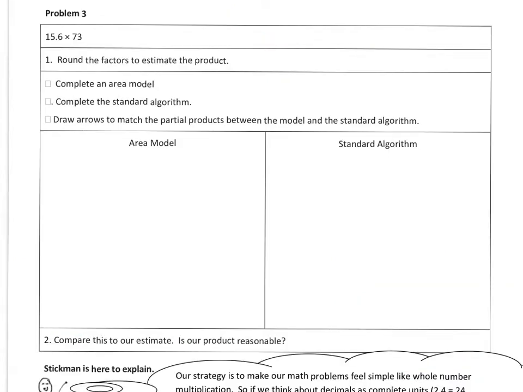So just like we did on the other problem, we're going to round and estimate first. So let's see, I'm going to make that 15 and 6/10 into a 20. And I'll make 73 into a 70. So 20 times 70, we know it's really 2 times 7 with some extra zeros. So our product's going to be somewhere in the neighborhood of 1,400. Let's get to our area model.